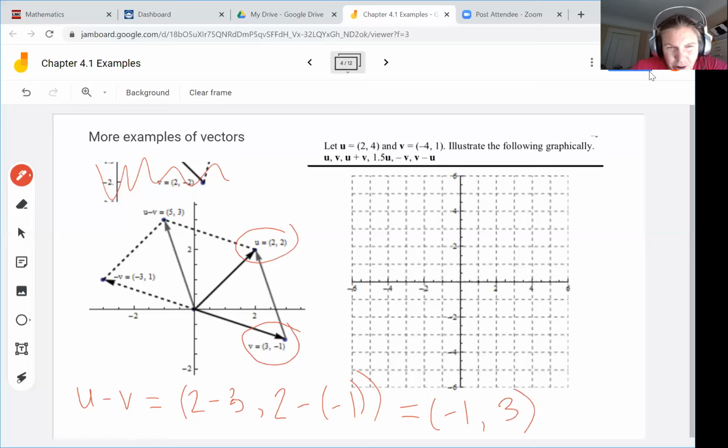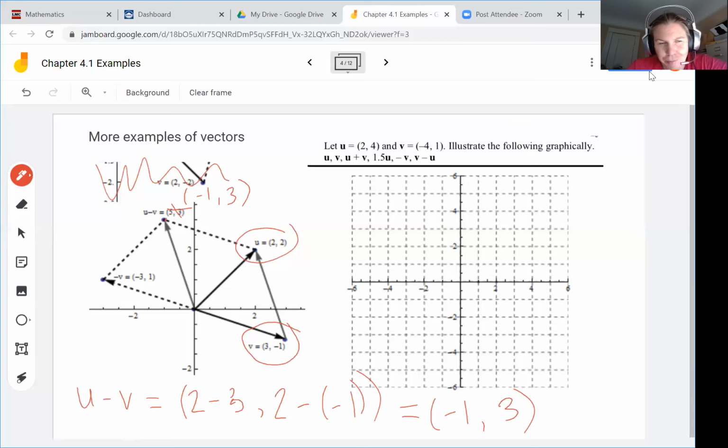So I actually think our u minus v should be over here at -1, 3, which it is. It's just a typo right here. That should say -1, 3. All right, there we go. Our picture's okay. It's just the 5 where it should say -1.